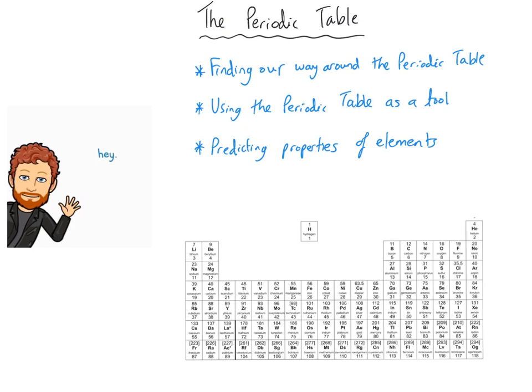This is the first video of 6 short videos, each exploring different aspects of the periodic table. In this video, we're going to be looking at how we can explore and navigate the periodic table. We'll take a look at the different ways that we can use the periodic table as a tool, including what we can learn about subatomic particles from the information in the periodic table. And we'll also take a look at how we can predict properties of the different elements in a particular group in the periodic table.